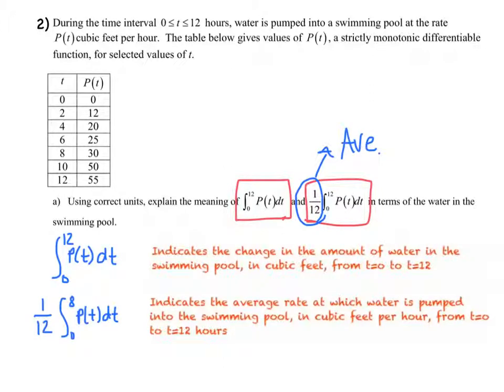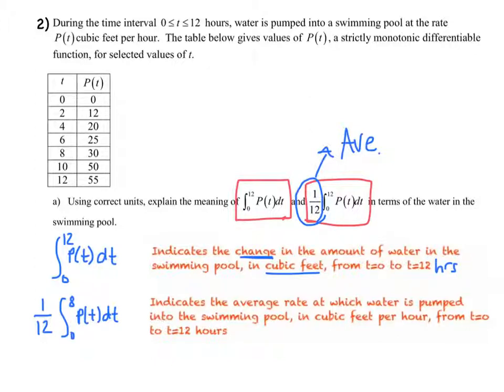Okay, so you can see my two sentences that I have, and we're just going to talk through them. The integral from 0 to 12 of P of t dt indicates the change in the amount of water in the swimming pool, in cubic feet, from t equals 0 to t equals 12, and we could say hours.